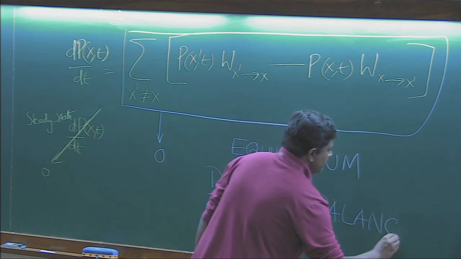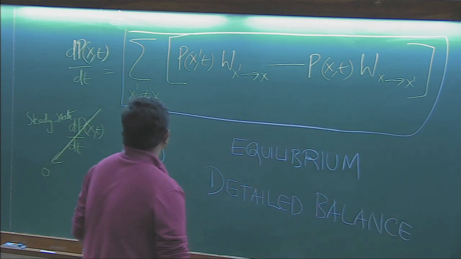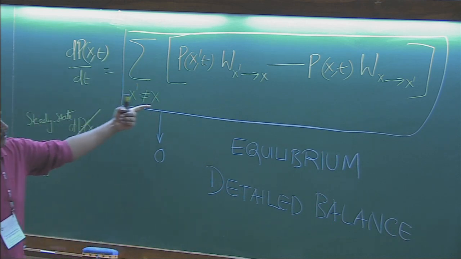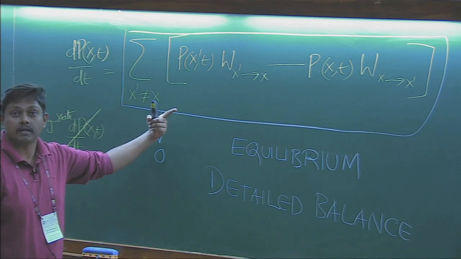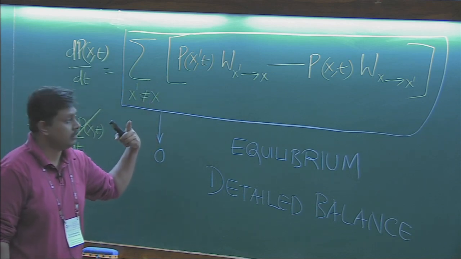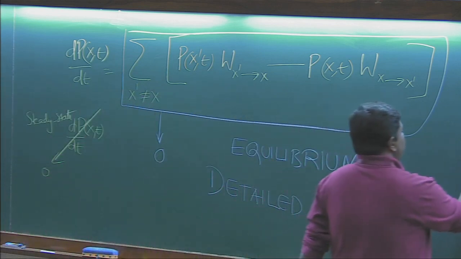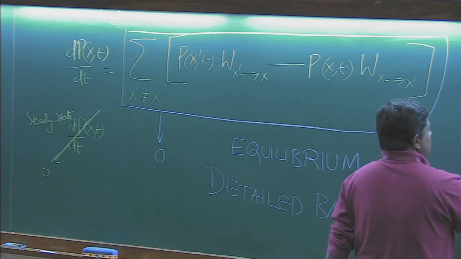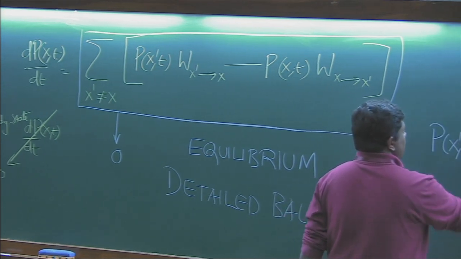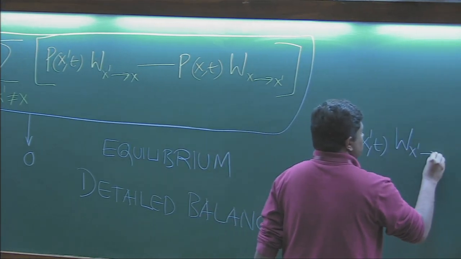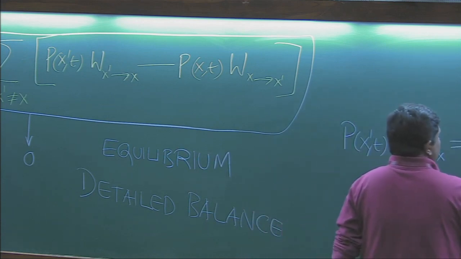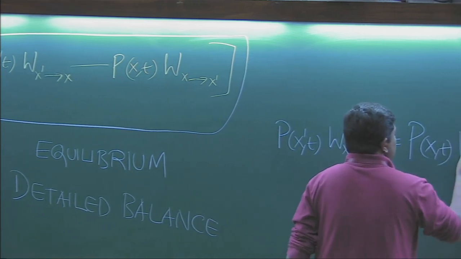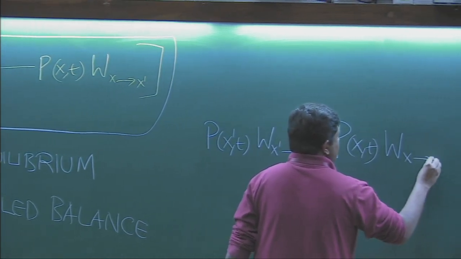So the condition of detailed balance says that not only the entire sum vanishes, but each term in the sum vanishes identically. Which means that if you look at the probability of being in the state x prime and making a jump to the state x, it's identically equal to the probability of making a reverse transition.